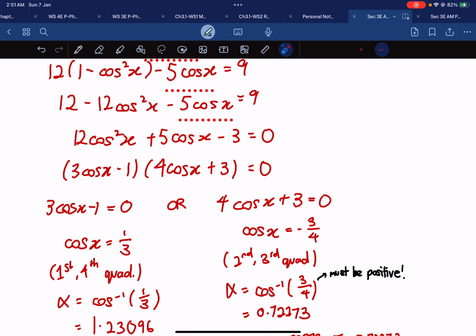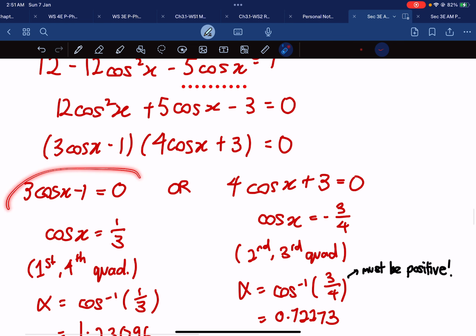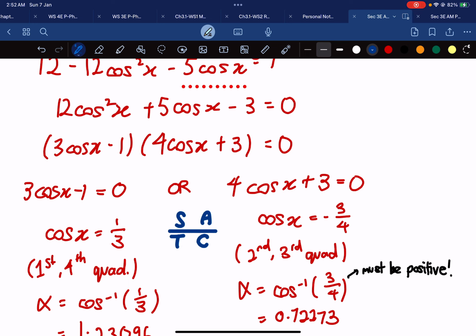So how to solve trigo equations? Once I reach this step here, make cosine x the subject, equals to, let's say, 1/3 or -3/4. Then next step, identify the quadrant based on your ASTC. So always remember your ASTC, very important.